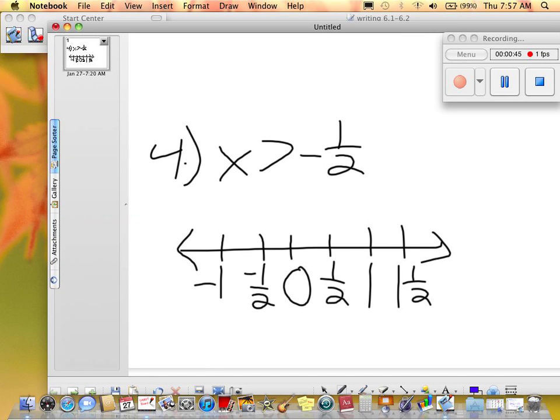All right, is it going to be an open or closed circle over negative 1/2? Open, closed. Is it underlined? No, so it is open. And x is greater than negative 1/2. The arrow also points in the same direction as the inequality. Feel pretty good about that? Yes? No?